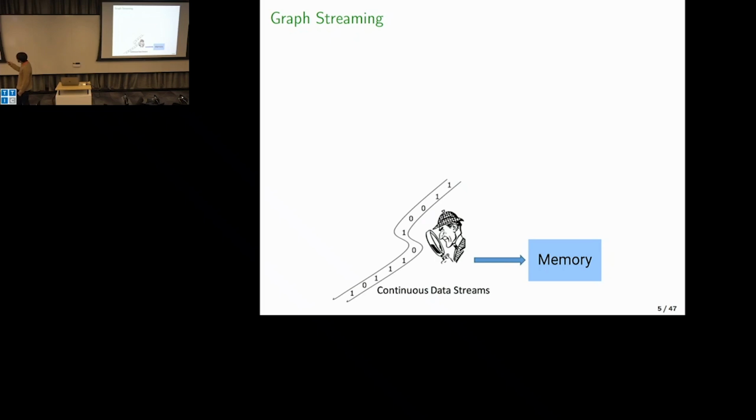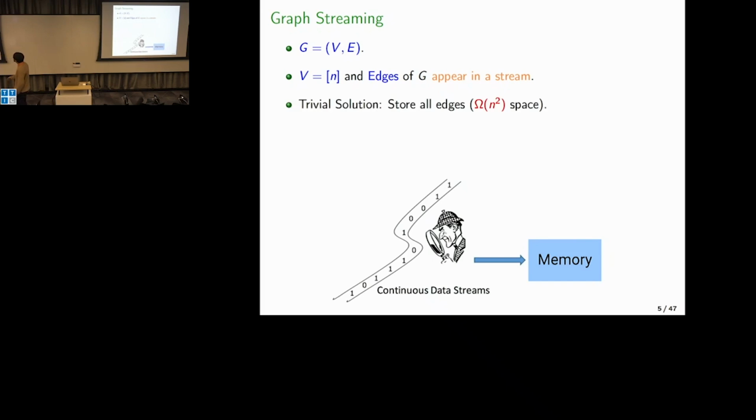And in terms of graphs, the vertices are fixed from 1 to n, and the edges appear in a stream, okay? A trivial solution is to just store the entire stream and then solve the problem offline, right? Note that here we don't care about time at all. We're just trying to minimize the amount of space, right? So over here, you would take n squared space in the worst case if you store the entire stream.